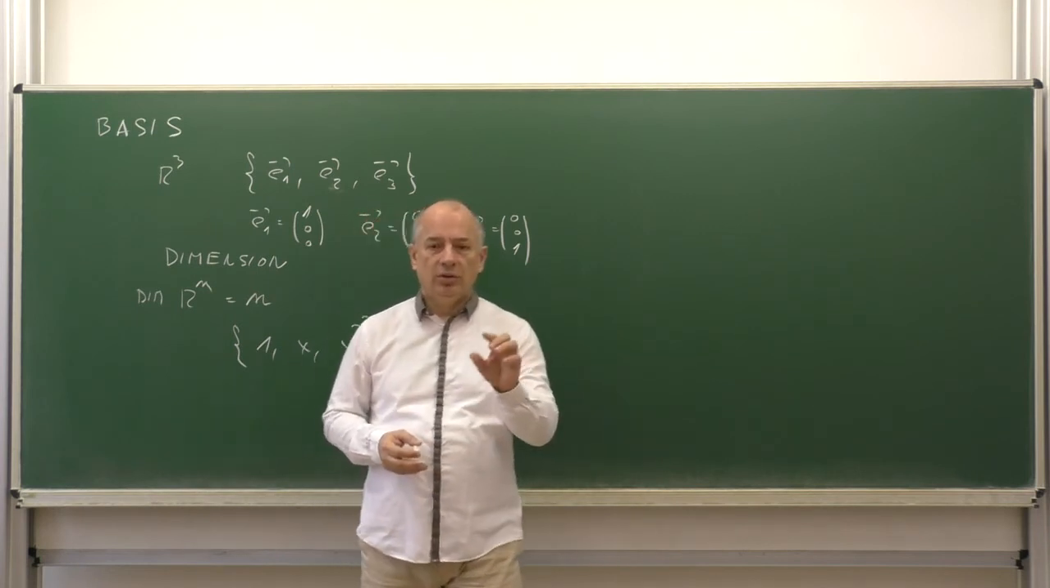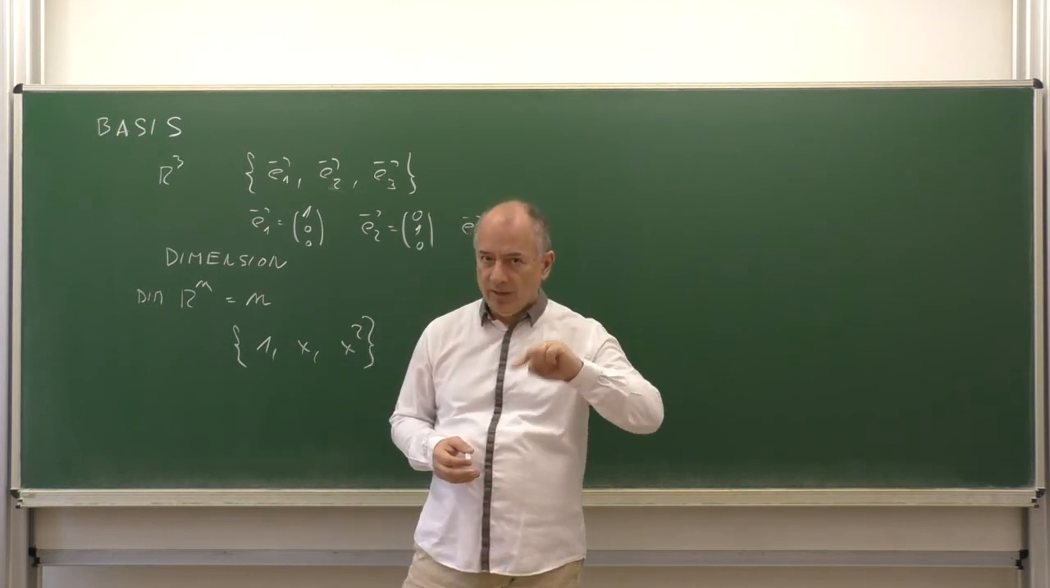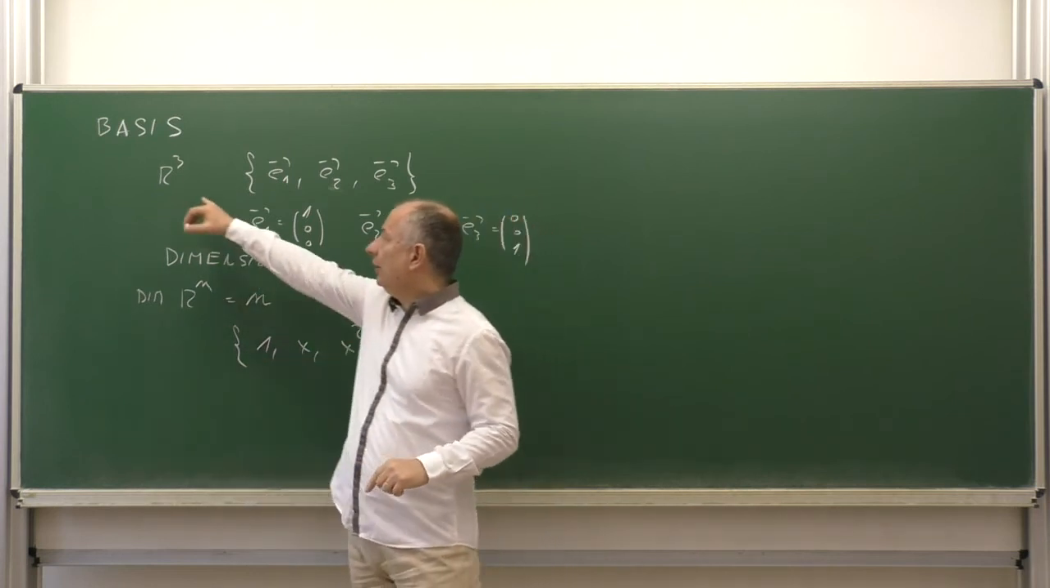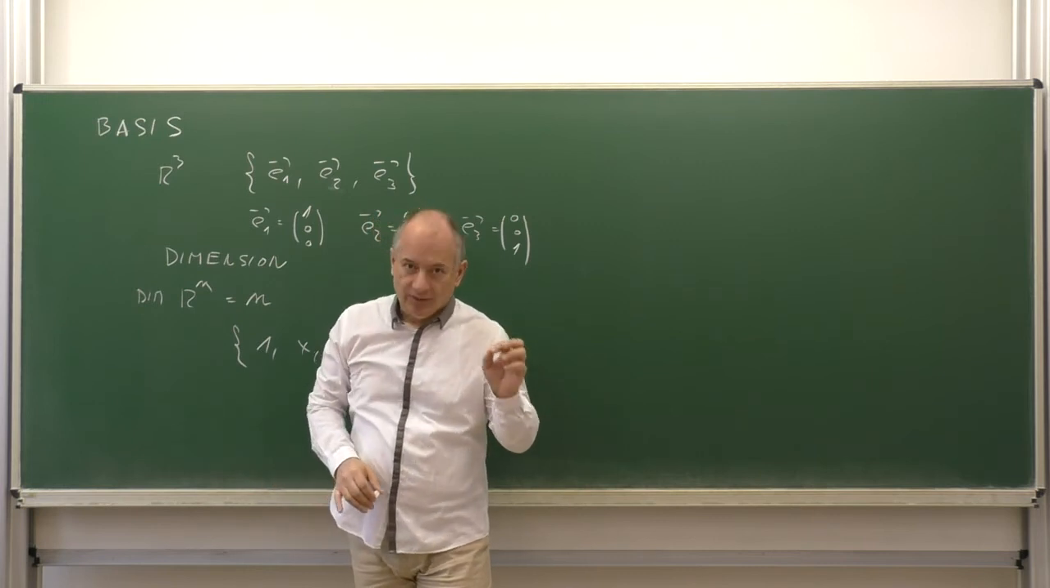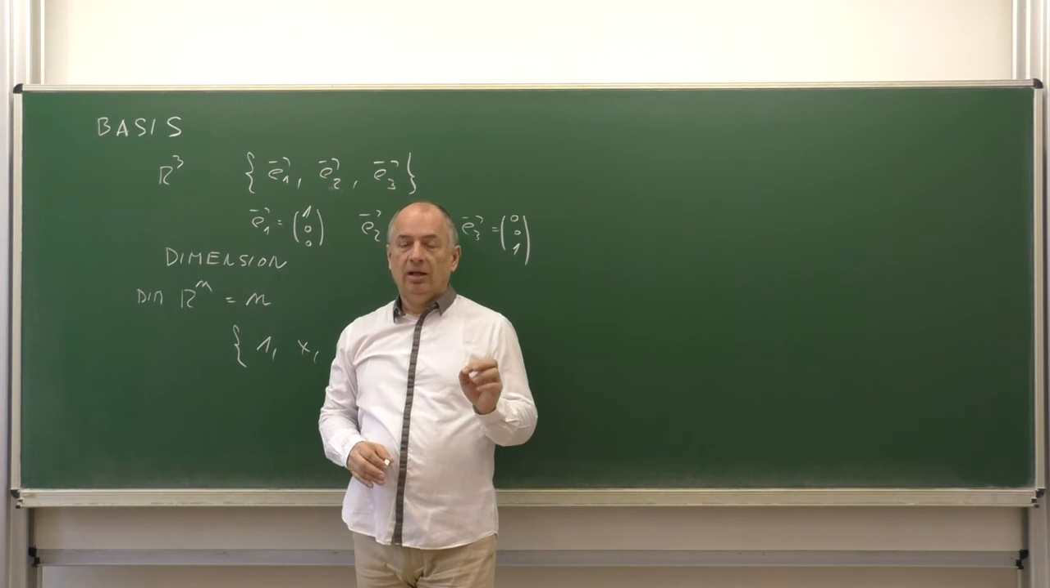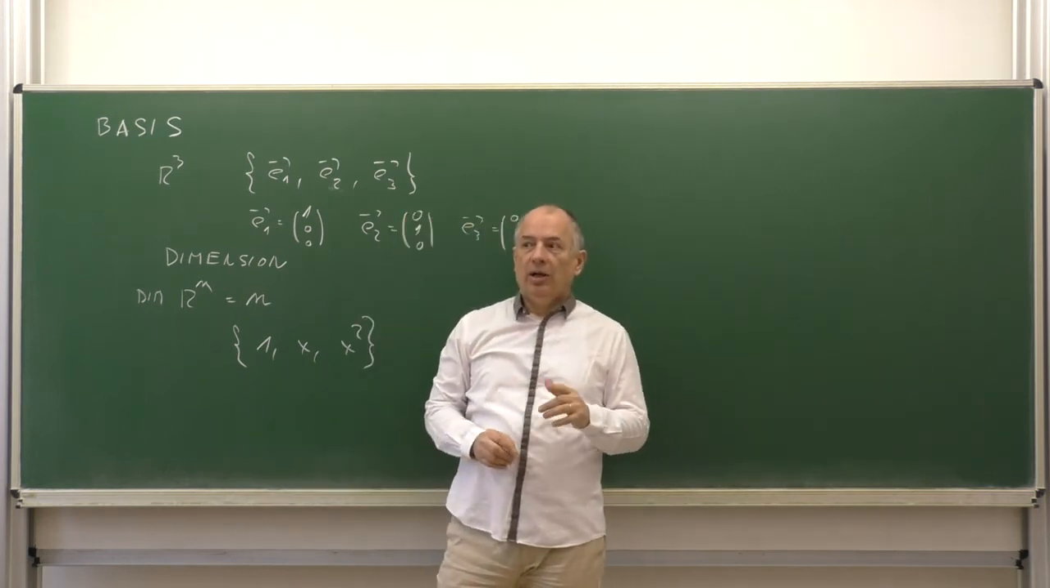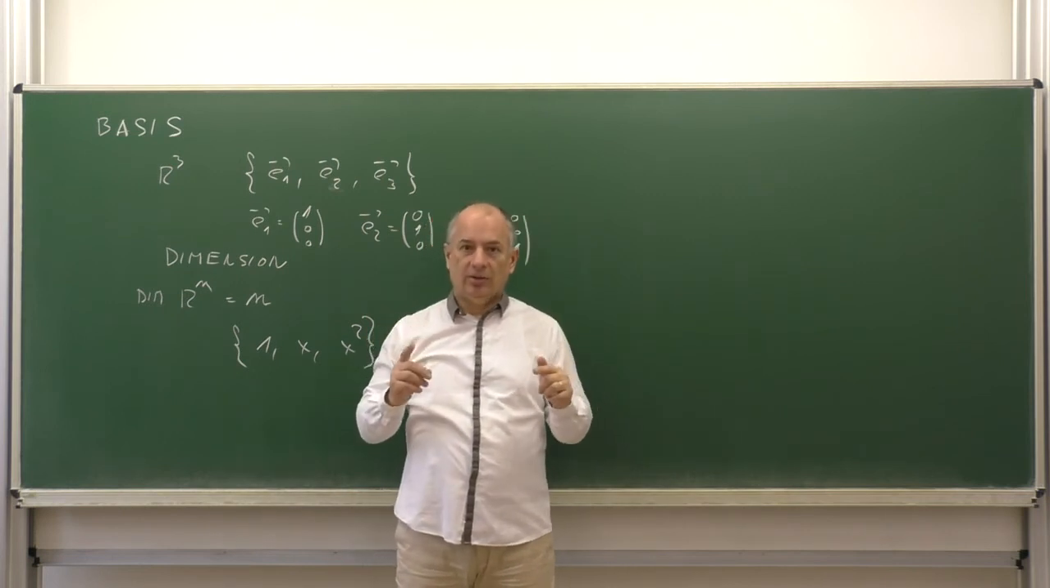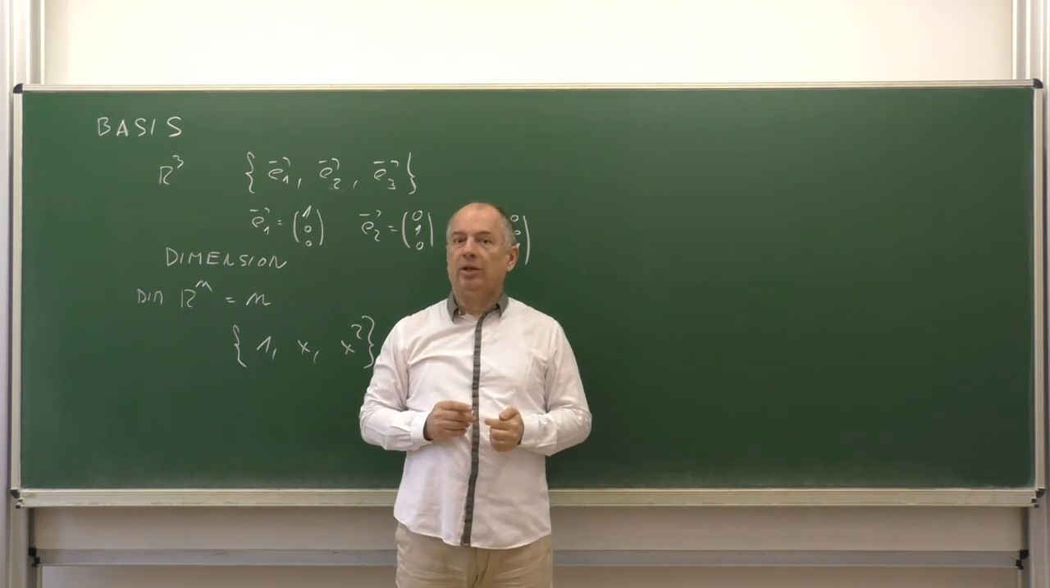Not to be confused, the dimension and the number of elements. Even in R3 we have infinitely many vectors, but the basis is finite. That means the dimension is finite. But in the case of colors, we have not just infinitely many colors, but we have infinite dimension of this space.